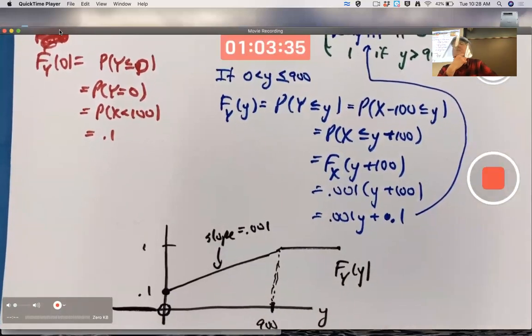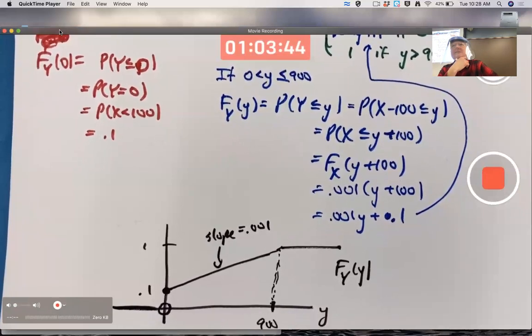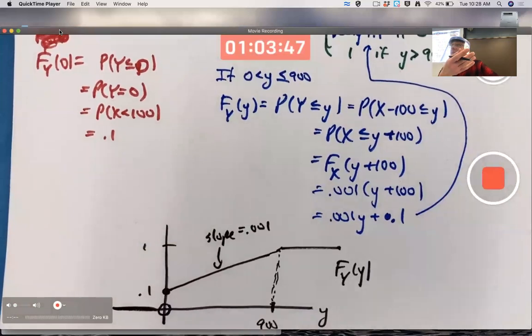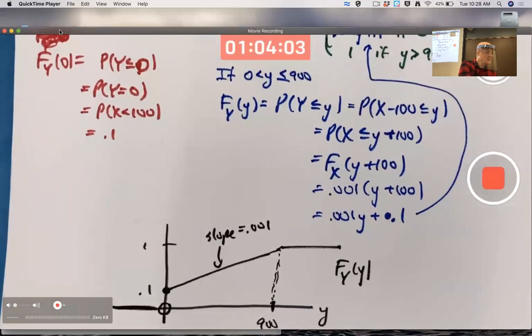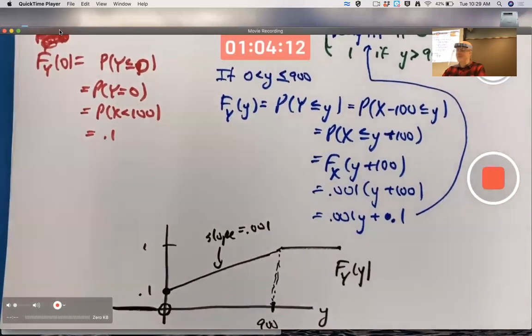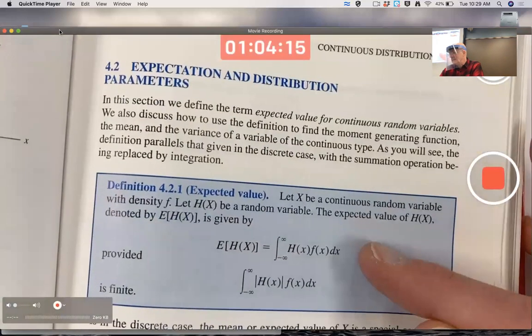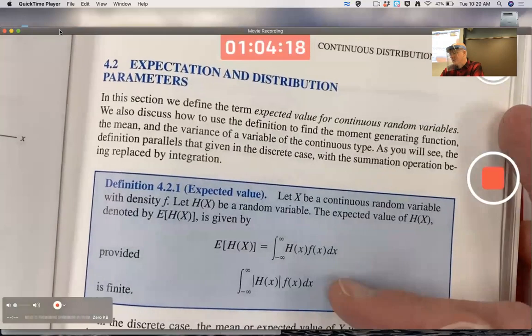But wait a minute. What about the expected value of y, the mean? Wouldn't I have to deal with the PDF then? Because to find the mean, you've got to integrate the variable times the PDF, right? Yeah. Well, it turns out we don't have to worry about the PDF still because of the general formula for expectation that I showed you 15 minutes ago. I'll show you again. This general expectation formula, this one right here, works no matter what h of x is, as long as these conditions hold, this integral is finite.